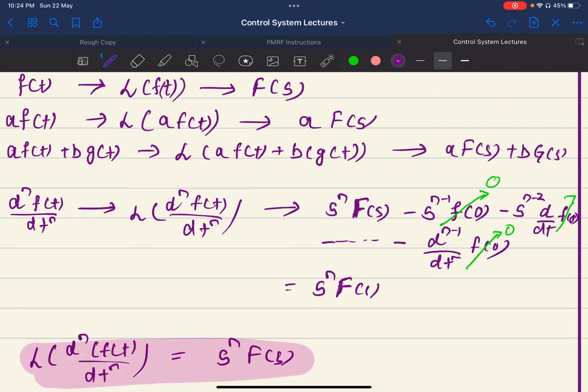Now coming back to our expression, I'll just copy this.